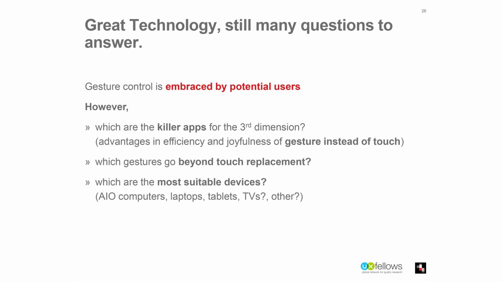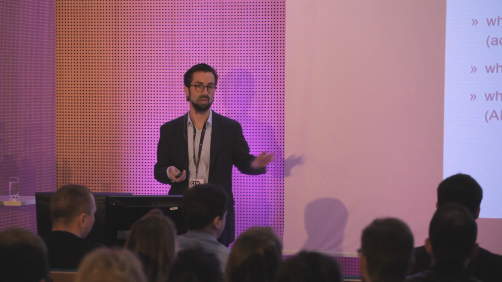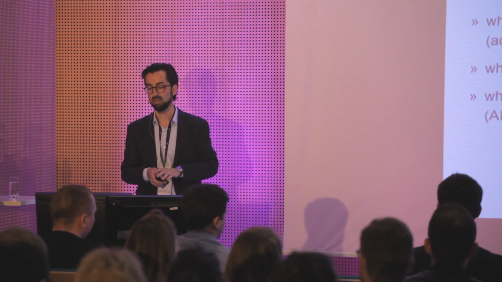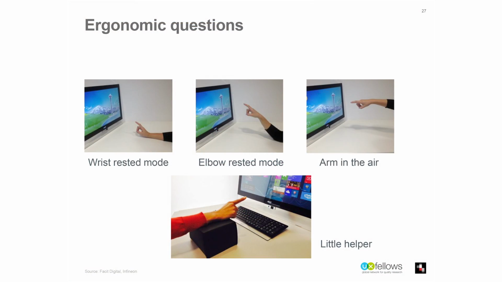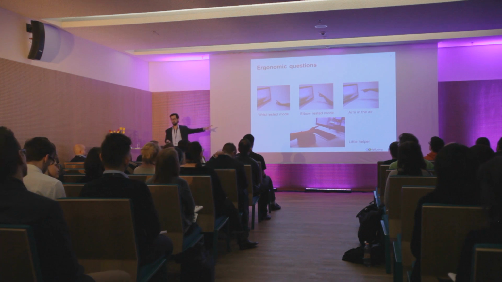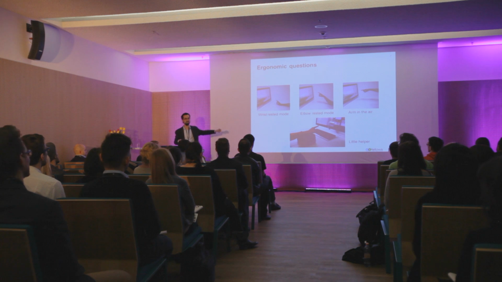Which gestures go beyond touch replacement, because if we only replace what is already there in two-dimensional systems, we don't have any added value. And of course, we have to find out which are the most suitable devices. So we have here an all-in-one computer, like this big one, but it could also be televisions or tablets or anything else. Of course, when you have the third dimension, you have also ergonomic questions. Like I said before, I don't believe that anybody could stand the work that Tom Cruise was doing in Minority Report for more than 5 minutes, because he was really waving with all of his body, more or less. We also had that in our tests. In the end, people were relying on little boxes that could be placed under the hands, because it was just too hard to do all these gestures.